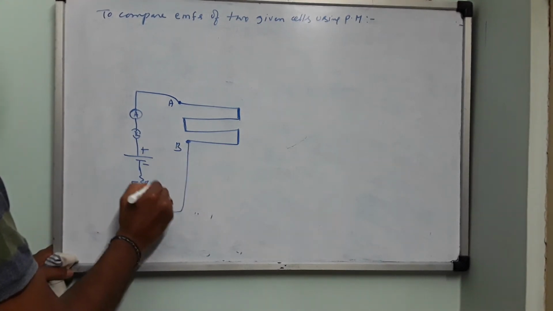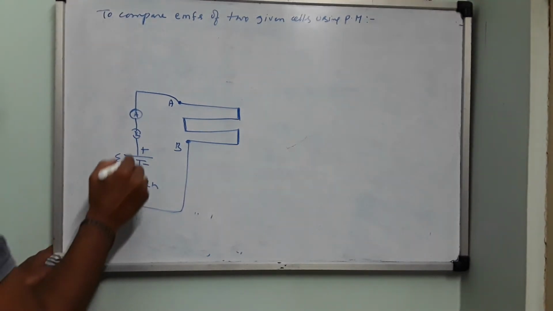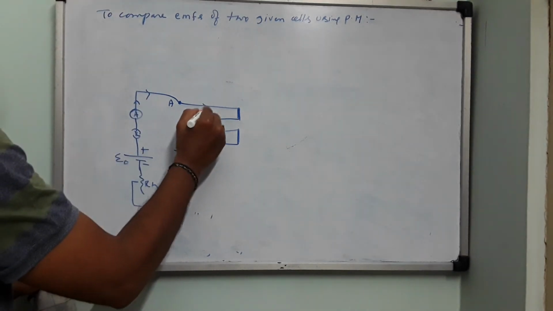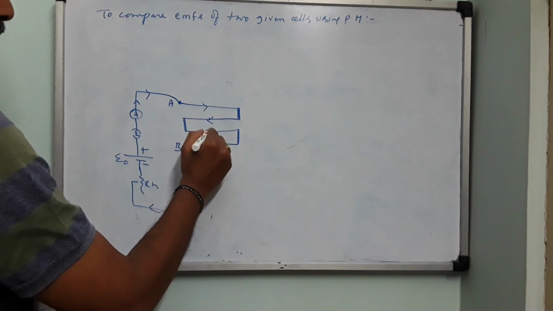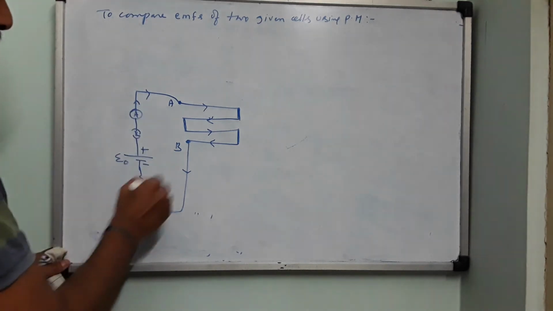So this EMF is what? E0, nothing but the driving cell. So current will go like this, and it will come out like this. Now this is called the primary circuit.